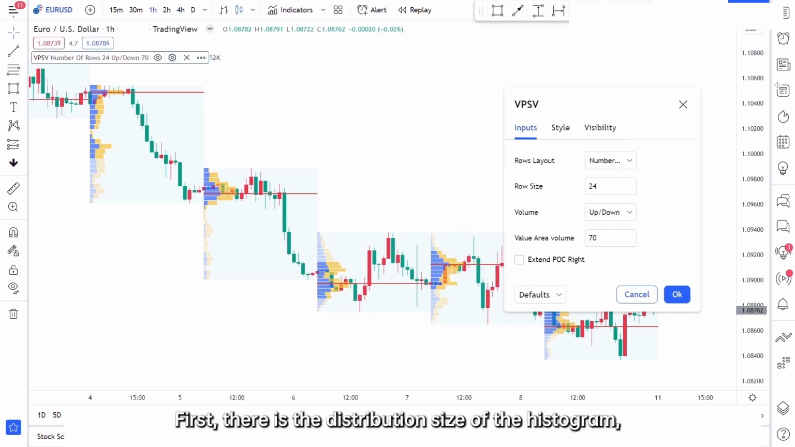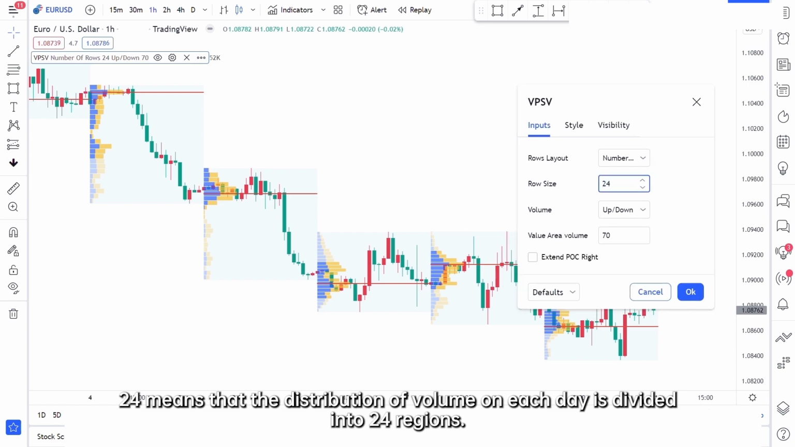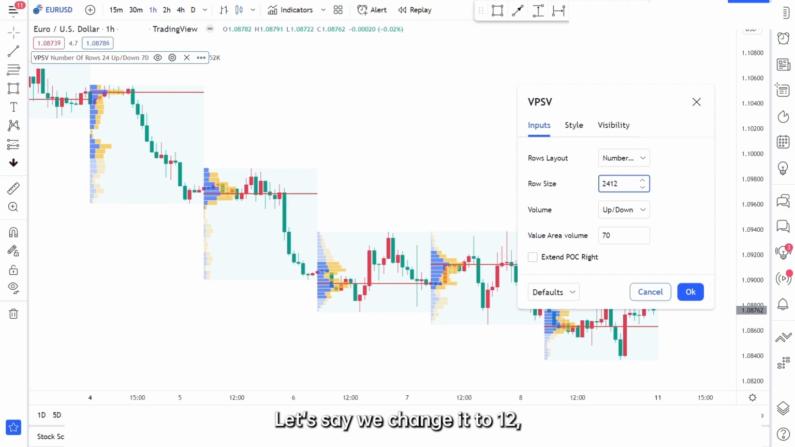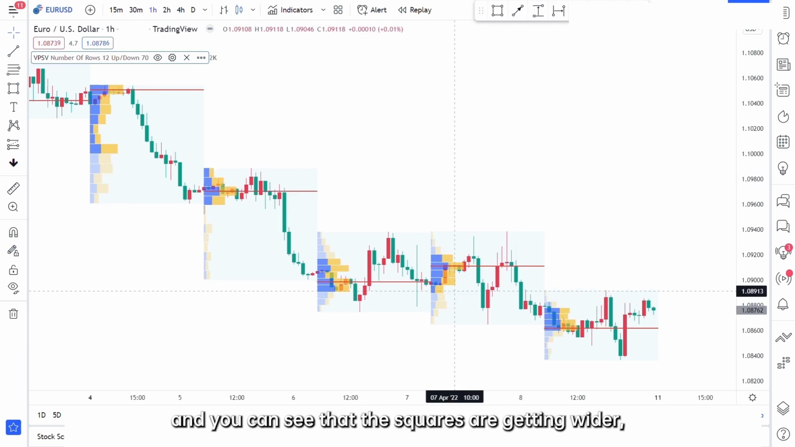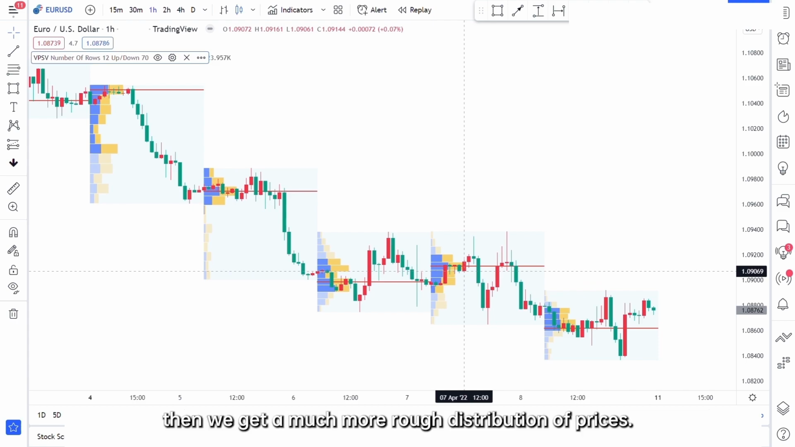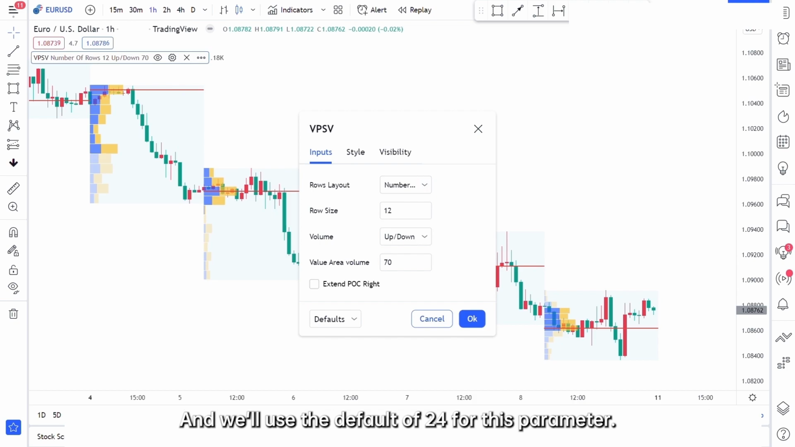First, there is the distribution size of the histogram, which is the width of the histogram. 24 means that the distribution of volume on each day is divided into 24 regions. So let's say we change it to 12, and you can see that the squares are getting wider, and then we get a much more rough distribution of prices, and we'll use the default of 24 for this parameter.